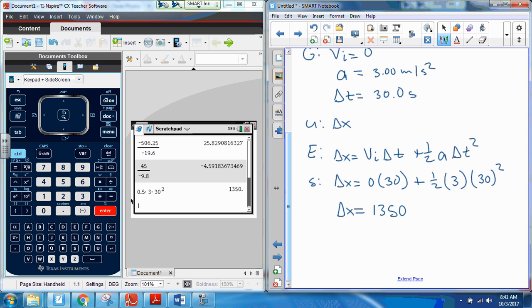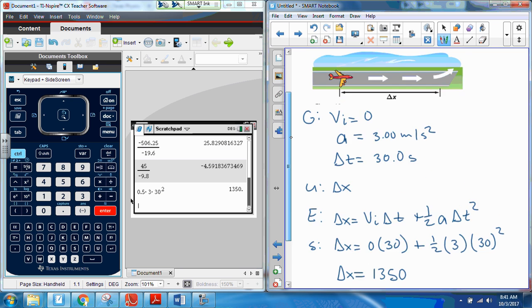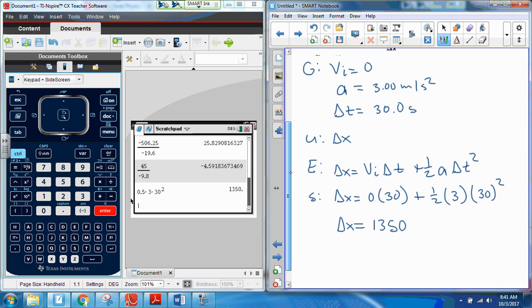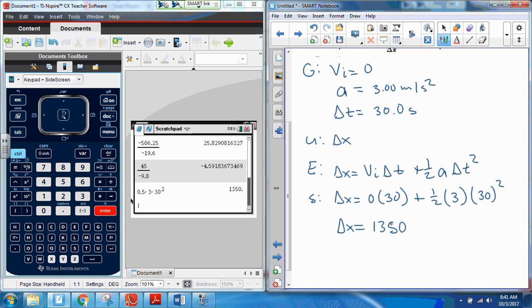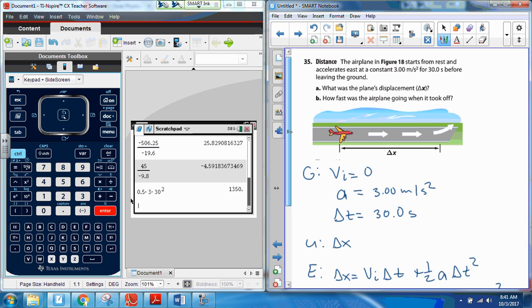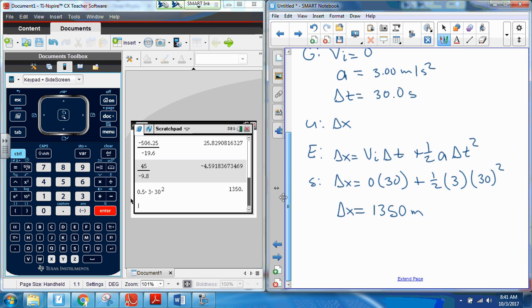How many sig figs did I start with? 3. Is this 3 sig figs? Sure is. What unit goes on displacement? Meters. What direction is positive in this problem? Accelerates east. So east is positive, so positive means east. All right, so that's that one.